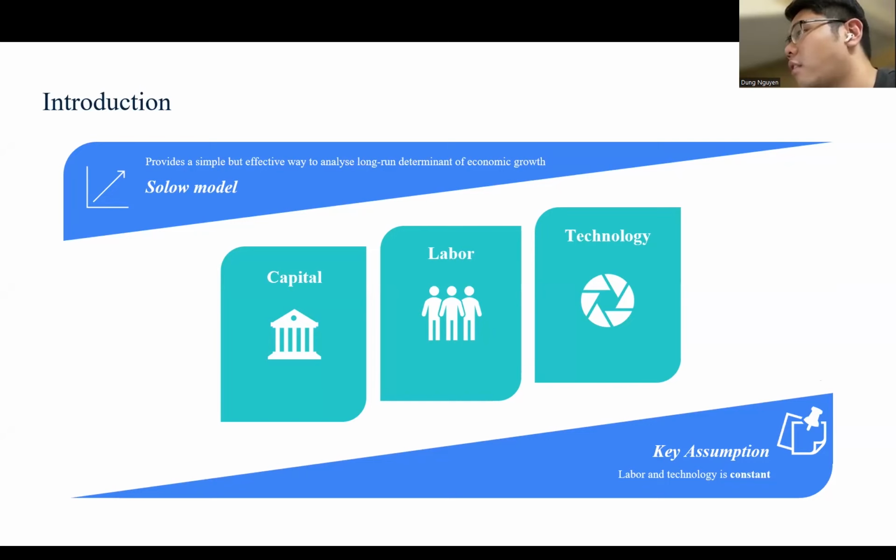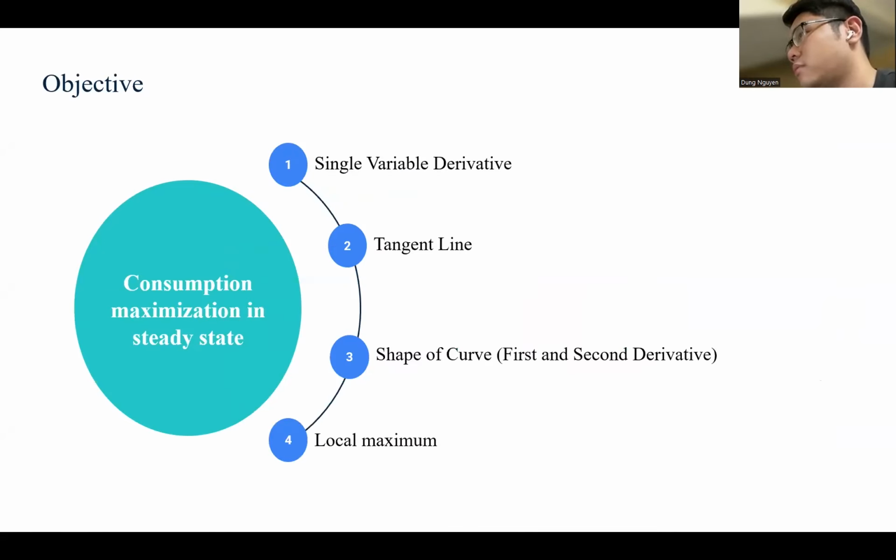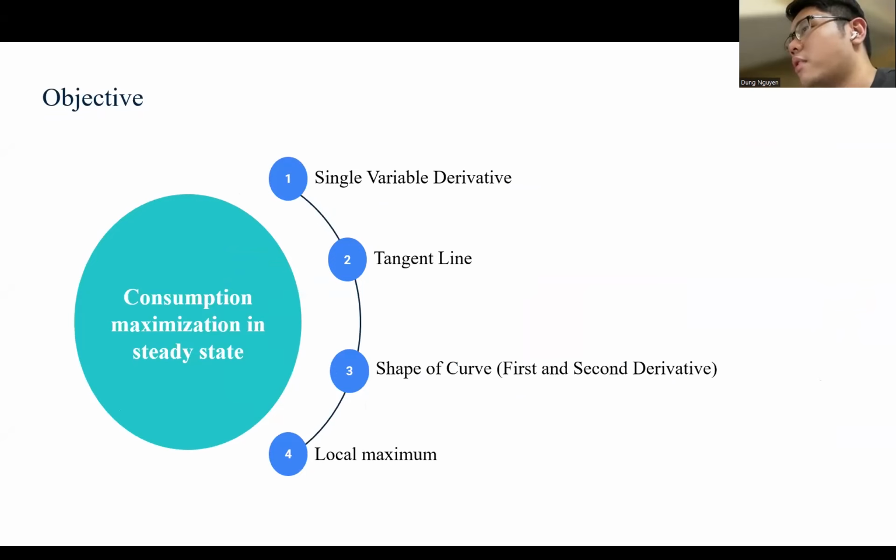Here, you can see that Solow focuses on three key elements, including capital, labor, and also technology. For the scope of the project, we'll hold labor and technology constant to understand more about the dynamics of capital on economic growth. Here, we employ four main concepts of math, especially derivative, so that we can find the golden rule steady state where consumption is maximized. Now, Anji will help you understand more about the model.